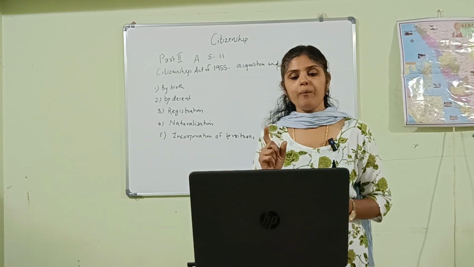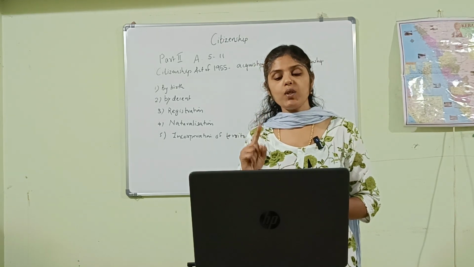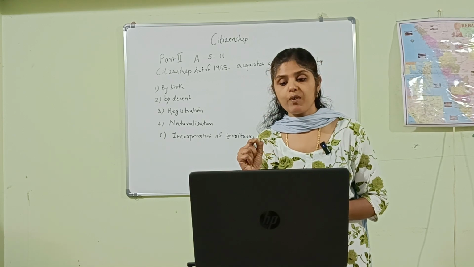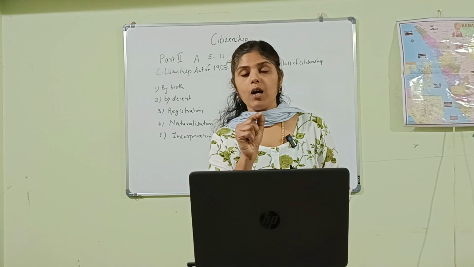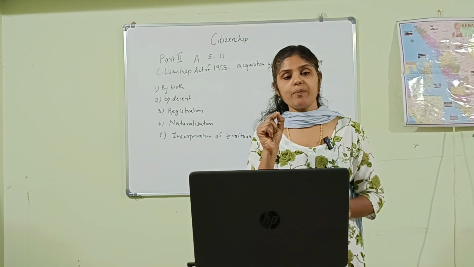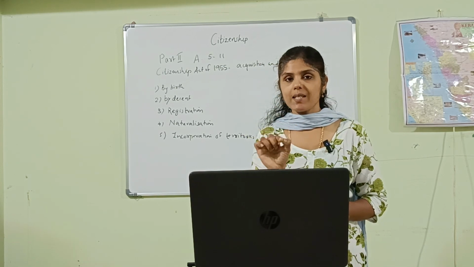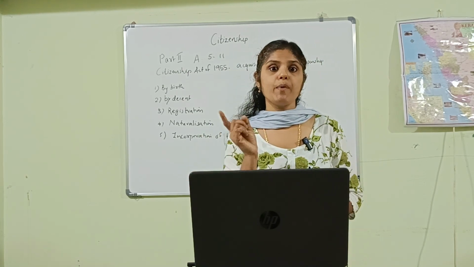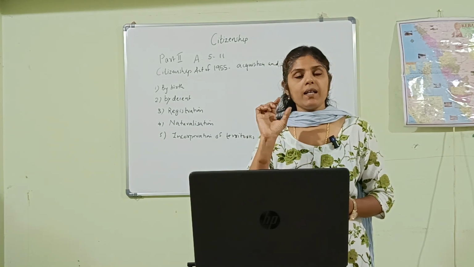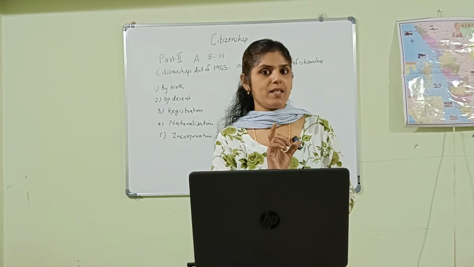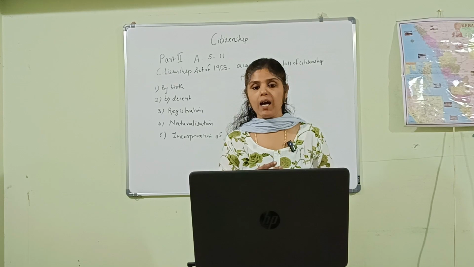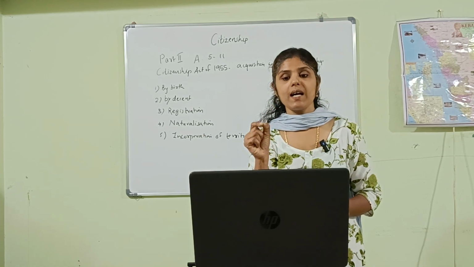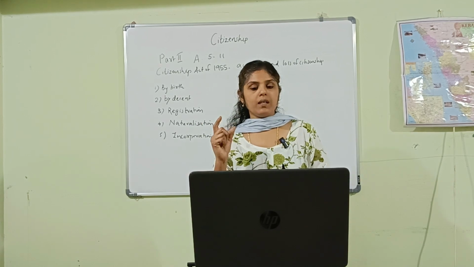That is one fact. Second, a person born in India on or after July 1st, 1987 is considered a citizen of India only if either of his parents is a citizen of India at the time of his birth. So that is what is provided in the Citizenship Act of 1955. If a person is born in India after July 1st, 1987, he can be considered a citizen only if either of his parents is a citizen of India at the time of his birth. That is the second condition.